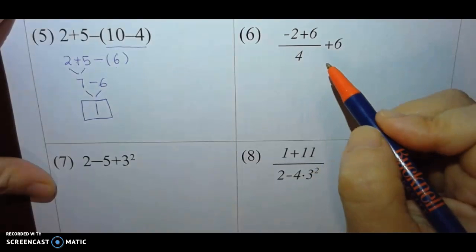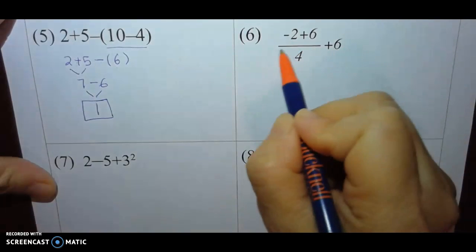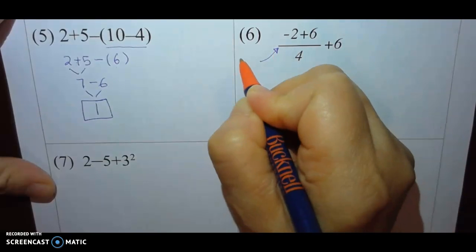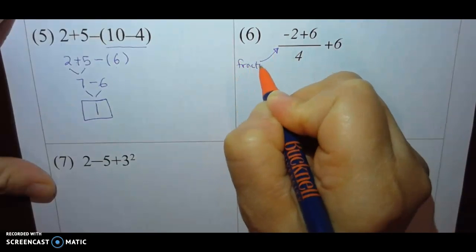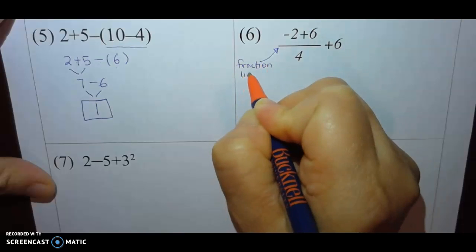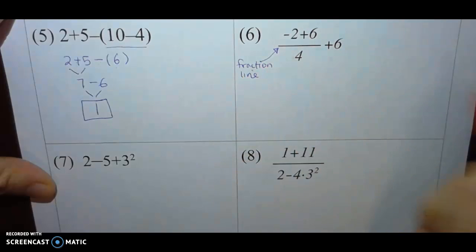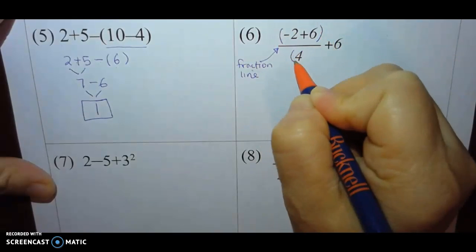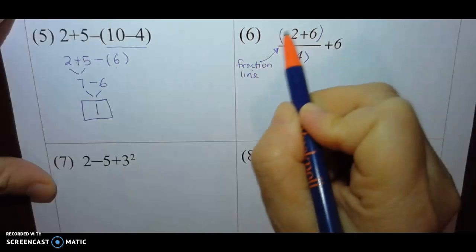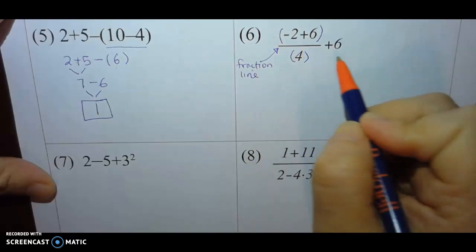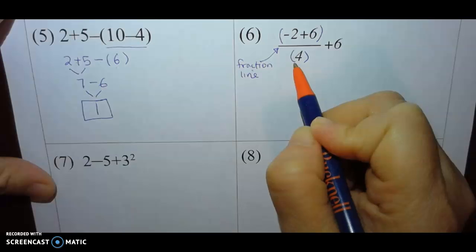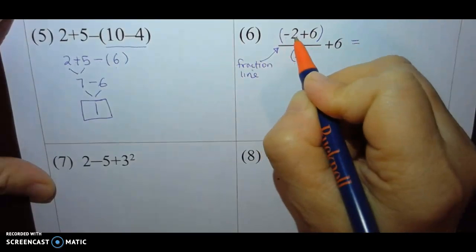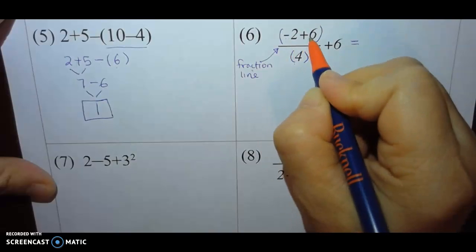Okay, number 6. We have the fraction line. That's a grouping symbol, right? So that means it's almost as if we need to put a parenthesis here and a parenthesis there, so that we need to evaluate what's in the top first and then evaluate what's in the bottom, sometimes, if we need to. Okay, so what's negative 2 plus 6?